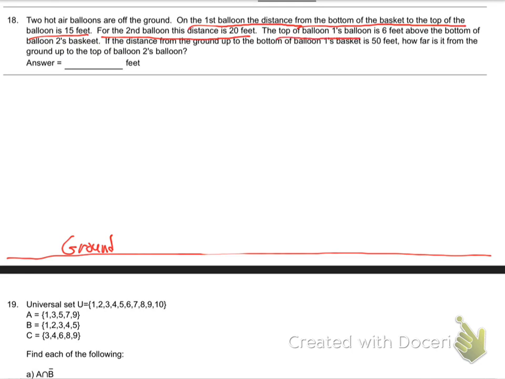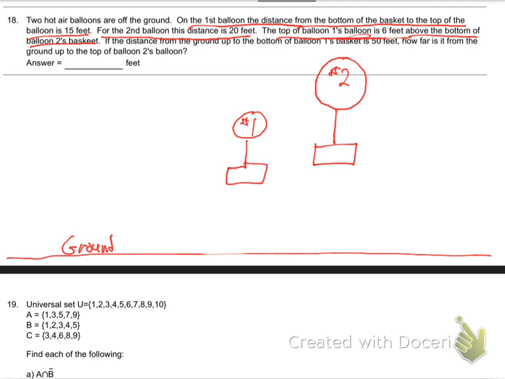The top of balloon 1's balloon is 6 feet above the bottom of balloon 2's basket. So balloon 2 looks like it's higher up. So it's like we have balloon 2. This is balloon number 2. It says the top of balloon 1's balloon, like that. So this is balloon number 1.